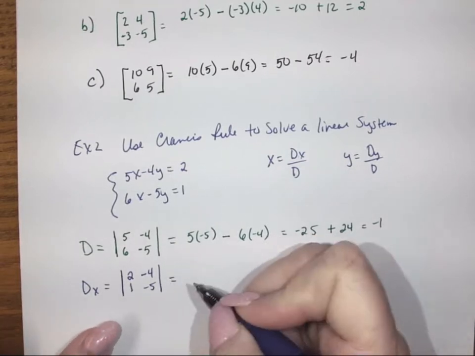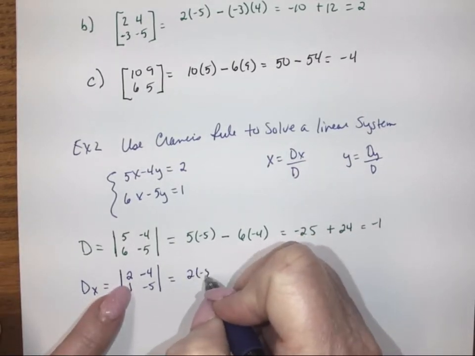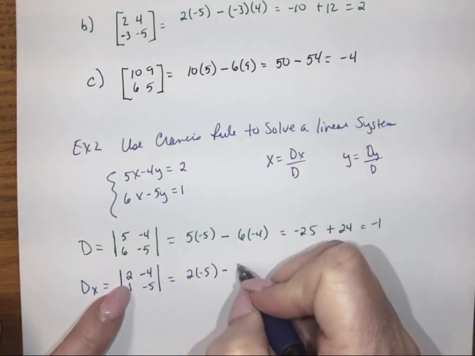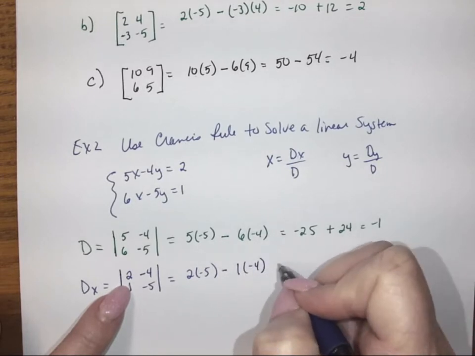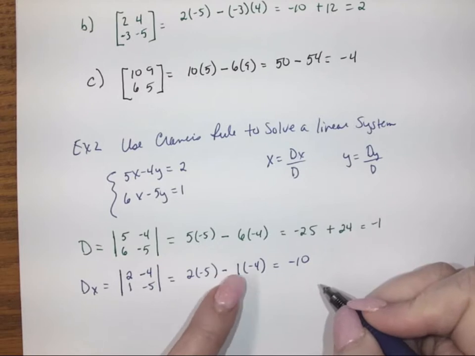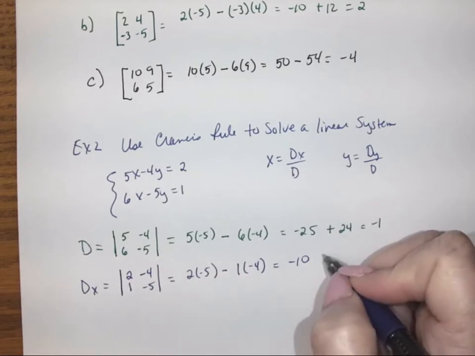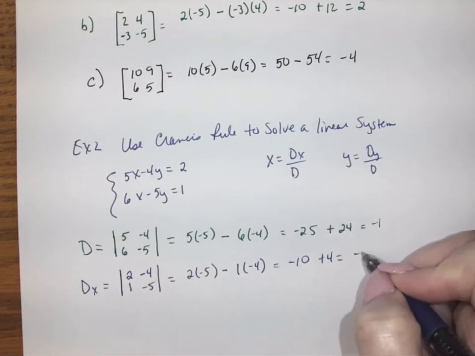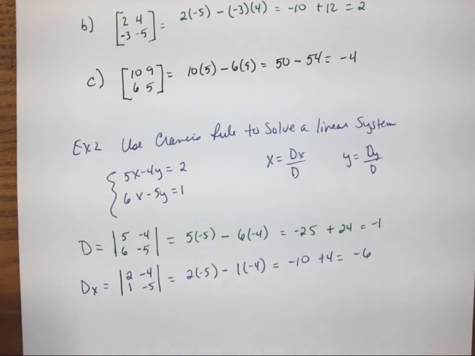So we do the same thing. 2 times -5 minus 1 times -4. 2 times -5 is -10. A -1 times a -4 will get us a +4, and we end up with -6.